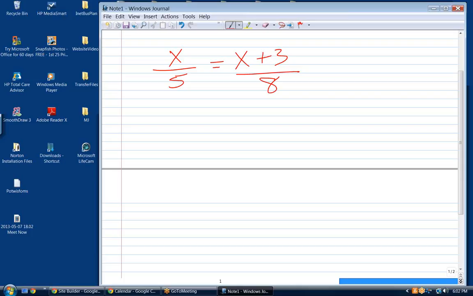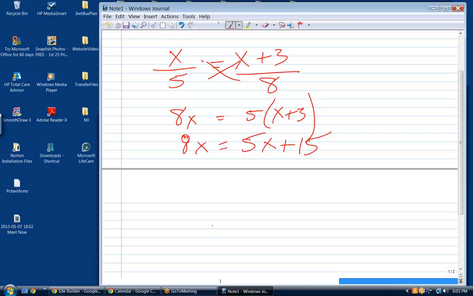Cross multiplying is nothing more than doing two steps in one. In other words, we could multiply both sides by 5 to get rid of this 5. And then as a second step, we could multiply both sides by 8 to get rid of that 8. So we just do it all in one step, and it's called cross multiply. So you end up with 8x equals 5 times the quantity x plus 3. So 8x is equal to what? 5x plus 15.